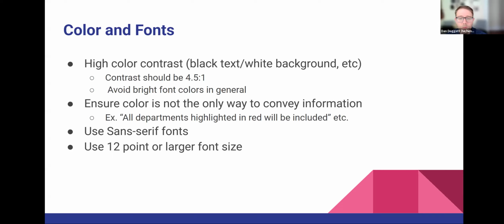In general, we want to avoid using bright colors as well. They can be hard to read for a lot of people, but especially those with certain visual impairments. Another important thing to remember with color is to make sure that it's not the only way that you're conveying information. So, for example, you don't want to say all departments highlighted in red will be included. Instead, specify them by name or use another visual cue, whether it's asterisks or other symbols or underlining, things that don't only rely on color.